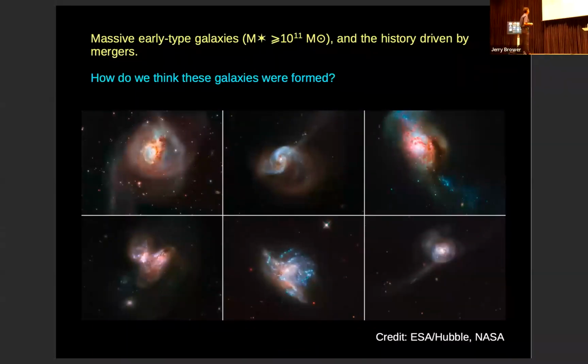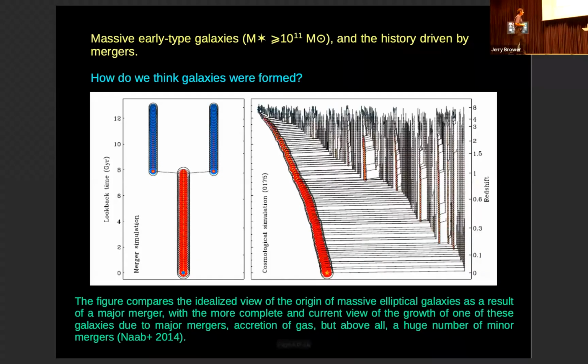Since the work of Toomre in 1972, we know that interactions and mergers between galaxies can transform the morphology of these objects. However, we know that the idealized view of most massive early type galaxies forming by the binary merger of galaxies is not always correct. This is a more realistic view of the assembly process of these kinds of galaxies, where the stars in the movie are the minor mergers.